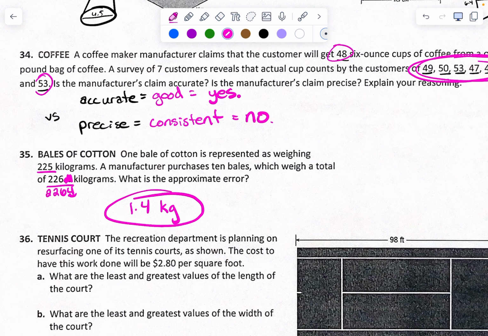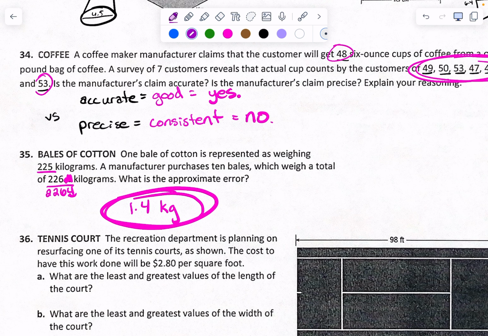Okay. Because there's 10 bales. Okay, I didn't realize that. So, the approximate error is still 1.4 because I shouldn't have put the decimal in there. Because I corrected it and I shouldn't have corrected it because it was wrong. Sorry. It could also be 14 depending on how you do the question.